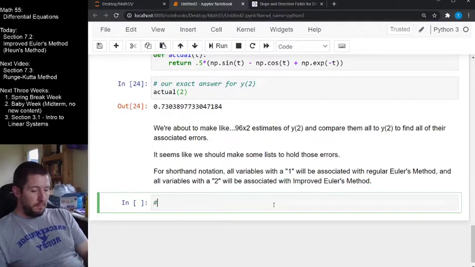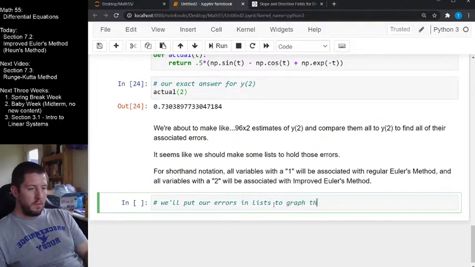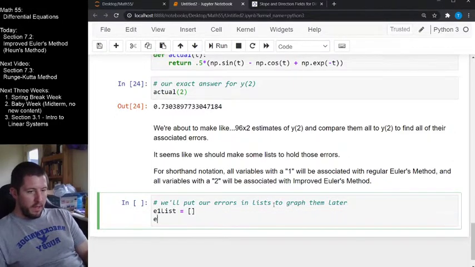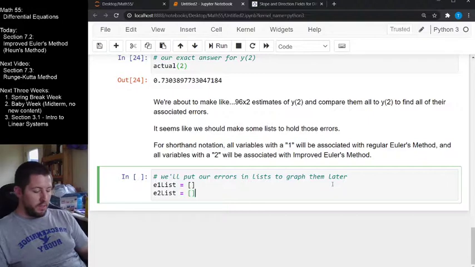So let's do it. I'm going to make an E1 list. Let's just leave it blank. And an E2 list. Leave it blank. Again, 1 and 2, regular Euler's, improved Euler's. I'm just trying to use some shorthand right here.